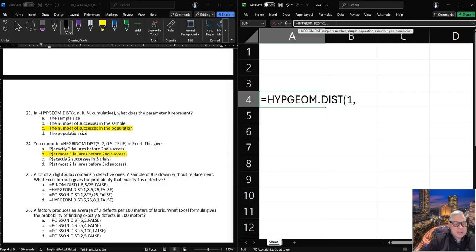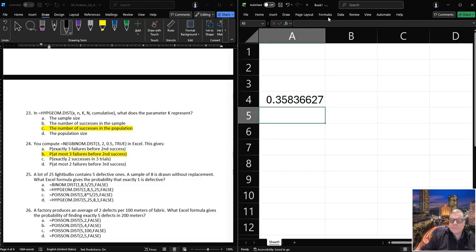Our sample size is 8. And the total number of defectives is 5, so that is like the successes in the bowl. And we have a total of 25 light bulbs. And we want to know that exactly 1, so that rules out the cumulative option. So that means we have to make that a 0. It's like a 35% chance.